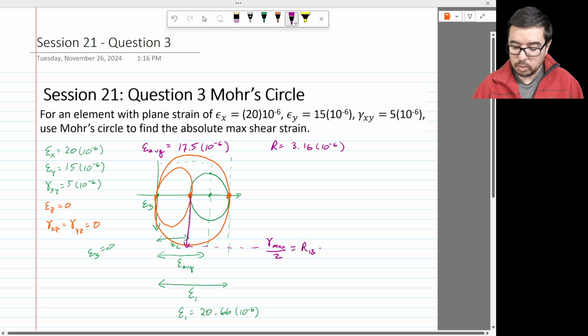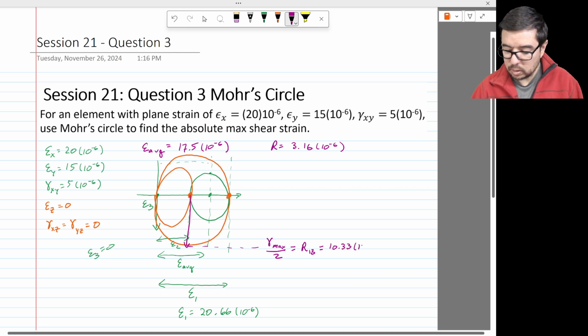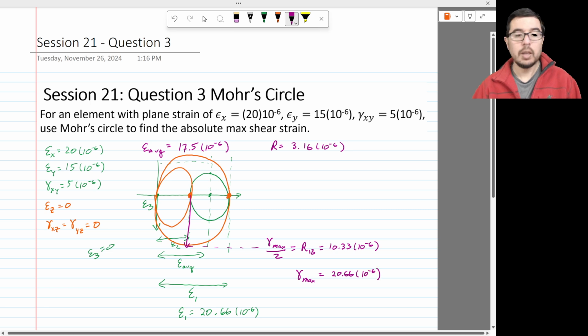Well, what is the radius 1, 3? That's going to be equal to half of epsilon 1, which is 20.66. So epsilon 1 minus epsilon 3 over 2 is just half of 20.66. That comes out to be something like 10.33 microstrain. And therefore, what we get for the absolute maximum shear strain is going to be twice it again. So that's going to be 20.66 times 10 to the minus 6 microstrain.